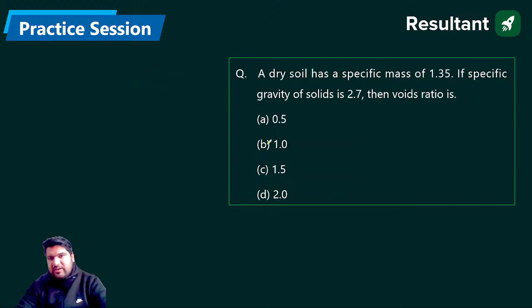Next question. A dry soil has a specific mass of 1.35. If the specific gravity of the soil solids is 2.7, then the void ratio is. So quickly define the void ratio.